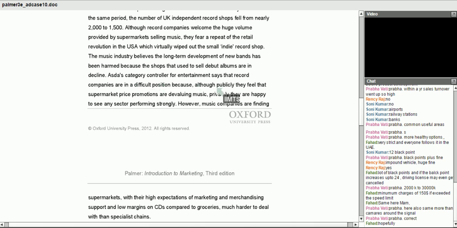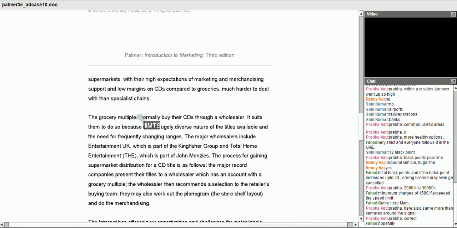ASDA's category controller for entertainment says that record companies are in a difficult position because although publicly they feel that supermarket price promotions are devaluing music, privately they are happy to see any sector performing strongly. However, music companies are finding supermarkets, with their high expectations of marketing and merchandising support and low margins on CDs compared to groceries, much harder to deal with than specialist chains. In the supermarket, CDs are sold, but the share of profit for the supermarket is really less.